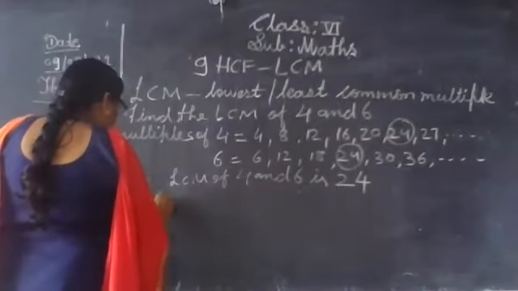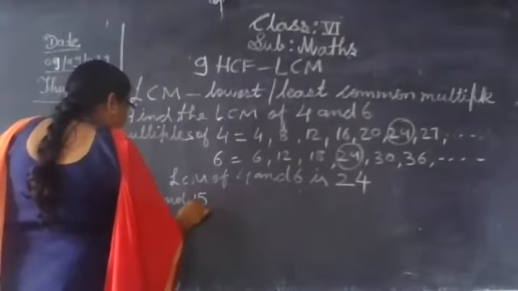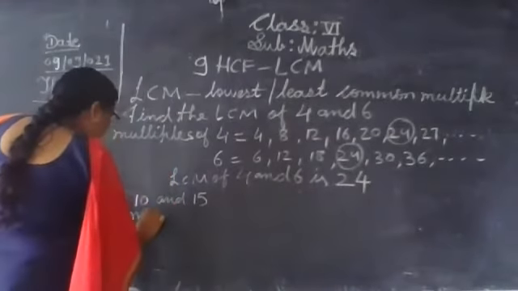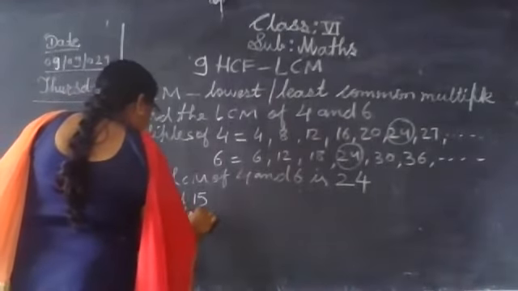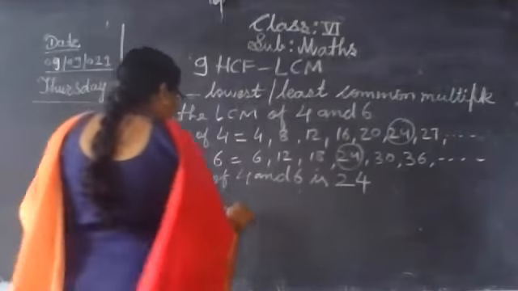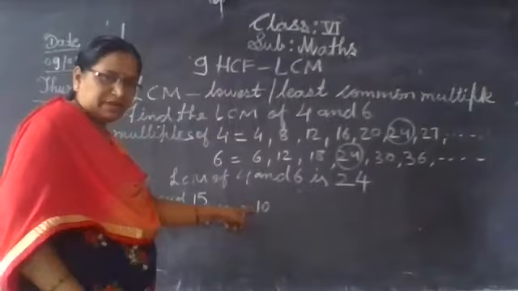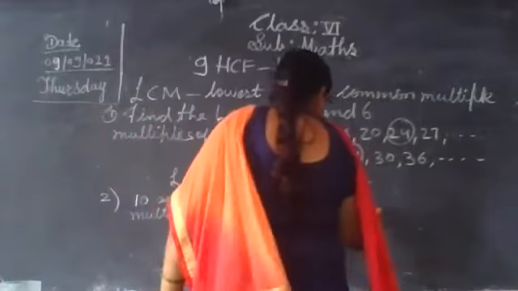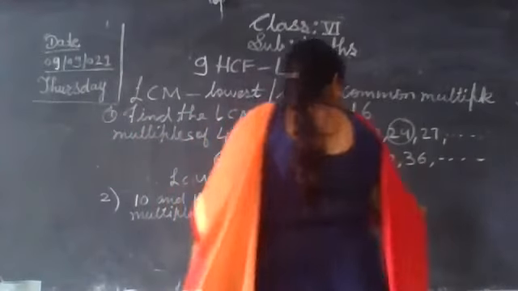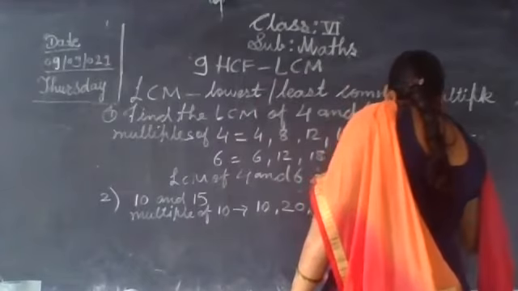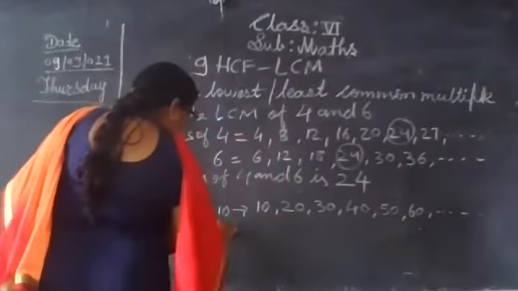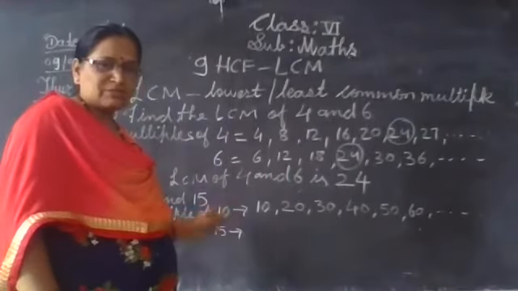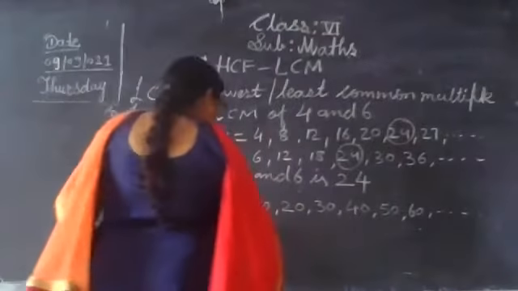Let's see. 10 and 15. So multiples of 10. 10 multiplied by 1, 10. 10 multiplied by 2. Now 15. Again, we will get the multiples of 15 by multiplying 15 by the natural numbers 1, 2, 3, 4. Okay, 15.